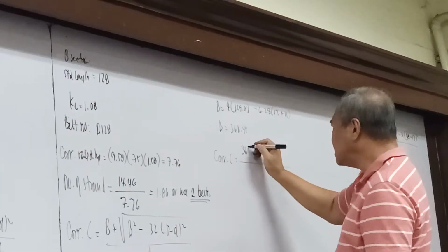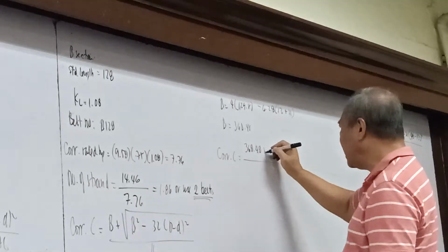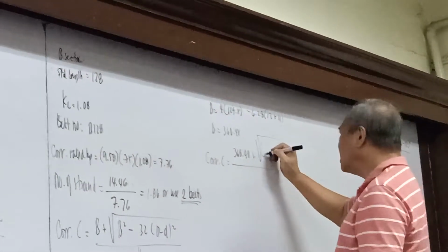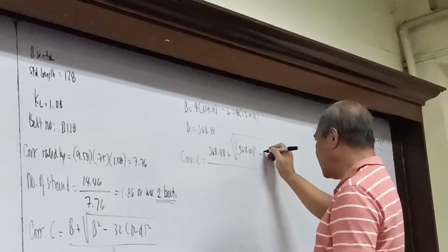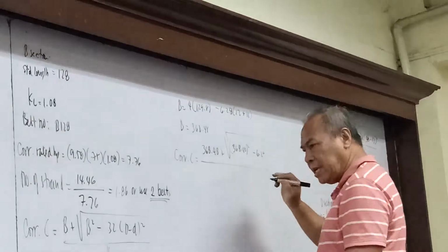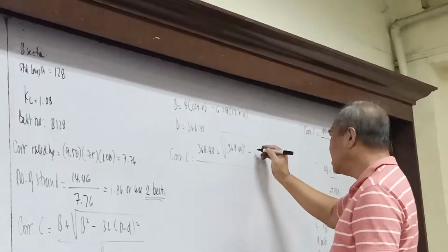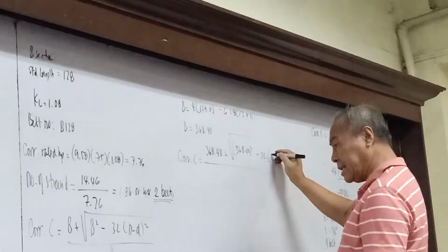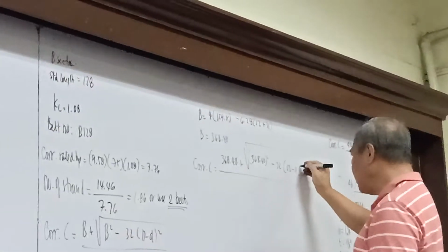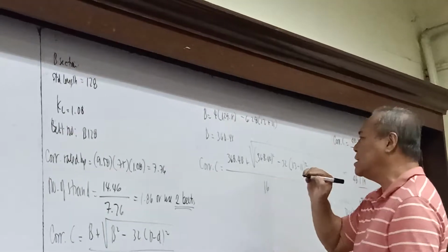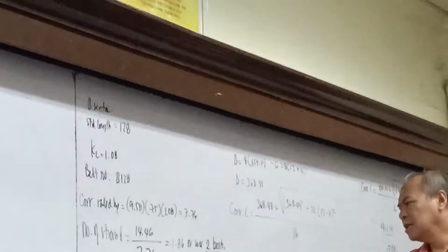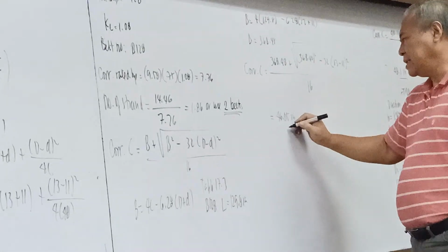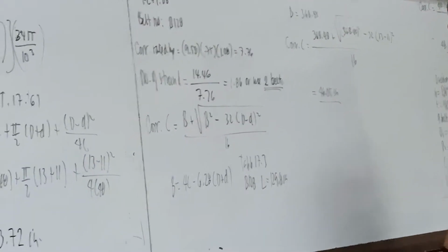Kaya C, corrected C, equivalent na to this one. Okay, so 368.48 plus square root of 368.48 squared minus 32 times 13 minus 11 squared all over 16. 46.05 inches.